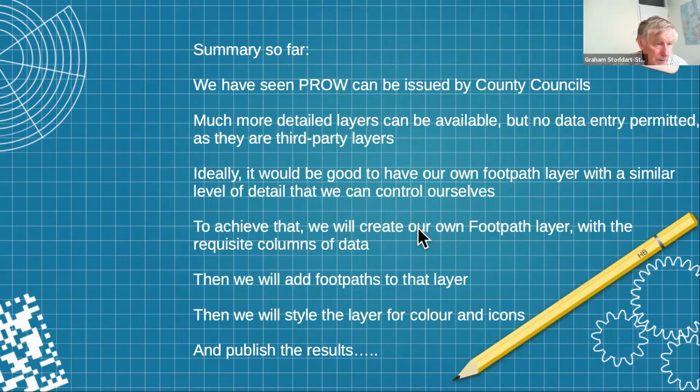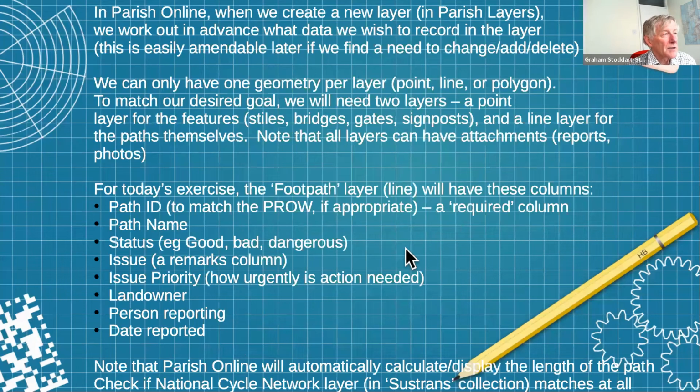Now, what we'd like to do today is to come up with that same level of detail that you've just seen for our own use. So when we create layers in Parish Online, they go into what's called the Parish Layer Collection. And what you need to do is have an idea in your head what data you want to collect for each feature that you have. So I've just come up for today's exercise that we're going to put in on the footpaths, a path ID, a name, a status, any issues, priorities, and a couple of useful bits of information down the bottom.